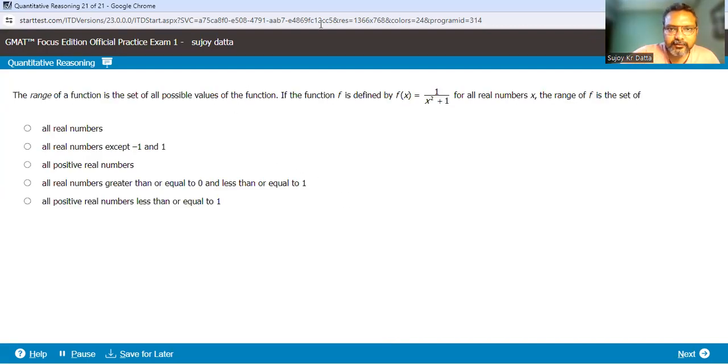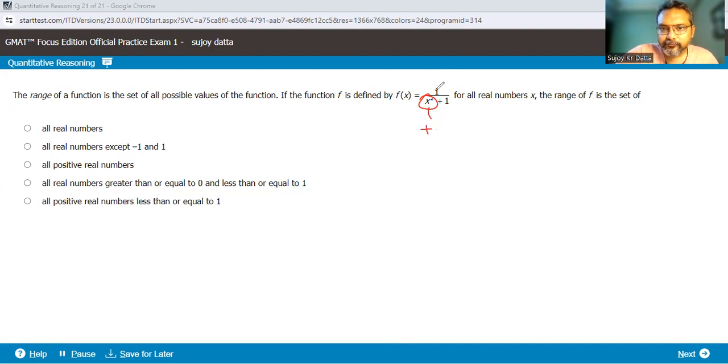The range of a function is the set of all possible values of the function. Okay, so that means the y values they're talking of. The function is 1 over x squared plus 1. The range is the set of, what is the correct set of values of y that you get. So if you look at it, x squared, whatever happens is always positive. At best, it can be 0.